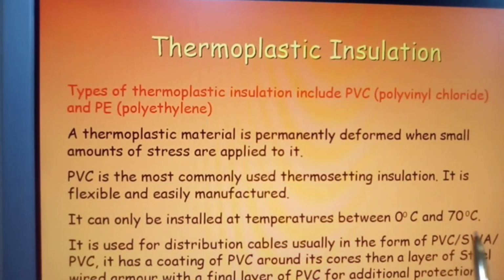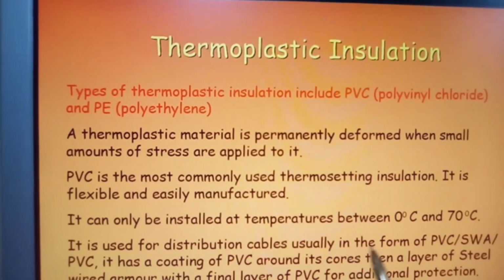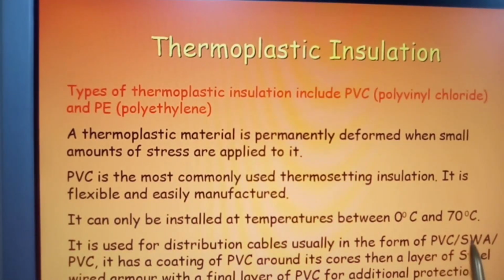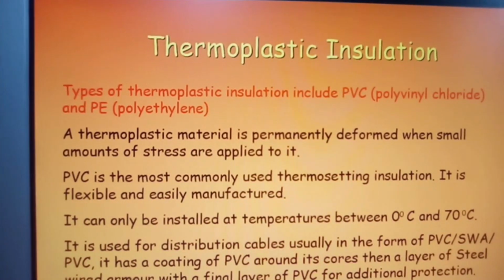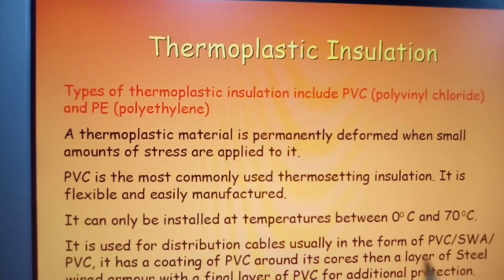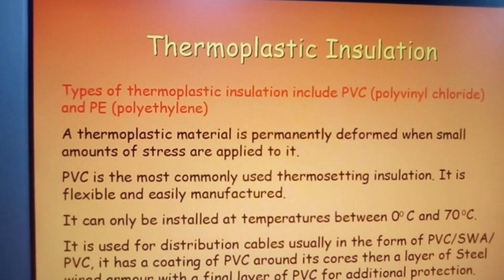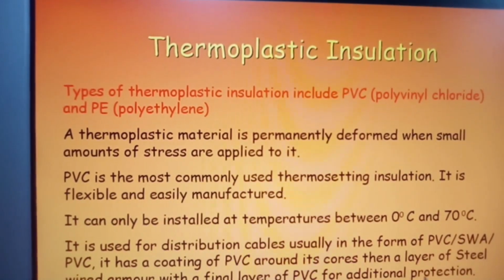It is used for distribution cables, usually in the form of PVC SWA, steel wire armoured PVC. It has a coating of PVC around its cores, then a layer of steel wire armour with a final layer of PVC for additional protection.